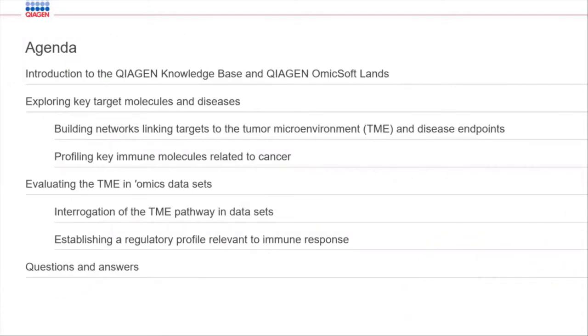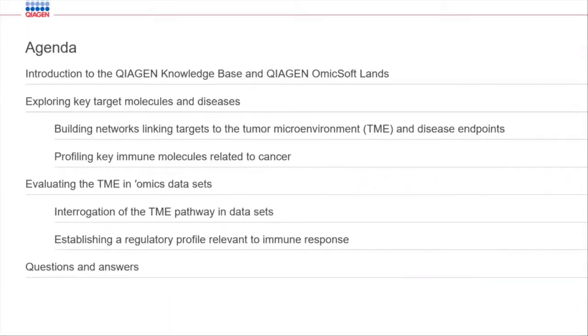In particular, this refers to the QIAGEN Knowledge Base and the QIAGEN Omics Atlas. These are two major resources of information that we generate through curation efforts that allow us to do all of the functionalities in the software. Once we cover that, we'll move on to looking at the tumor microenvironment. There are two primary contexts in which we're going to explore the TME.